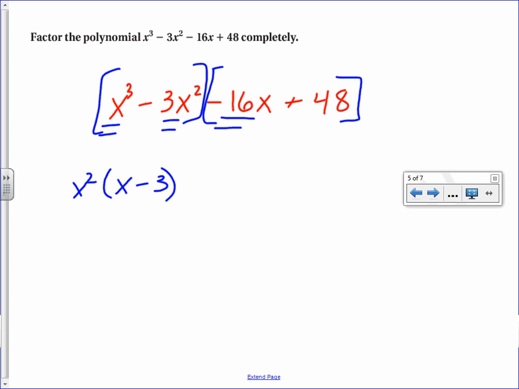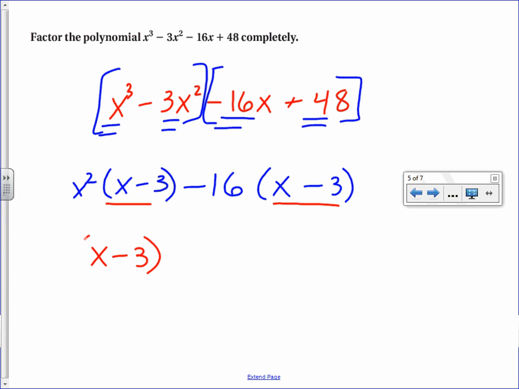What can I take out from here and here? Minus 16, leaving me with x minus 3 again. Getting the same thing twice tells me I did it right. I'm going to bring down that x minus 3. And then in the other parentheses, we'll write what's left, which is x squared minus 16.